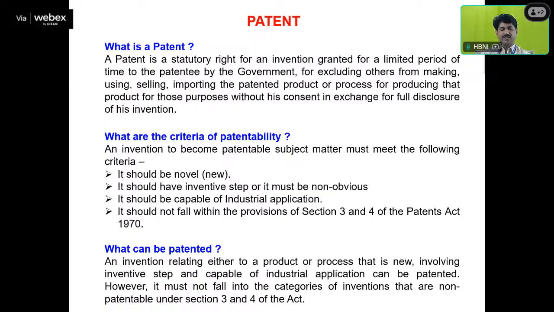So what can be patented? An invention relating to either a product or a process that is new, involves some inventive step and is capable of industrial application can be patented. However, it must not fall into the categories of Section 3 and 4 of the 1970 Patents Act.